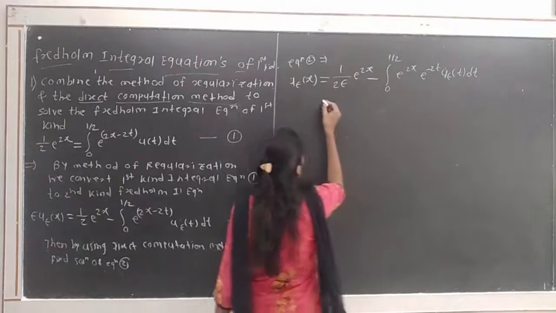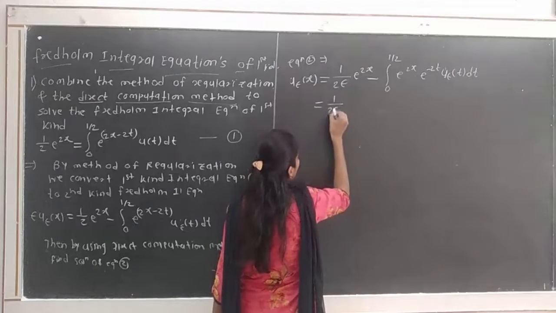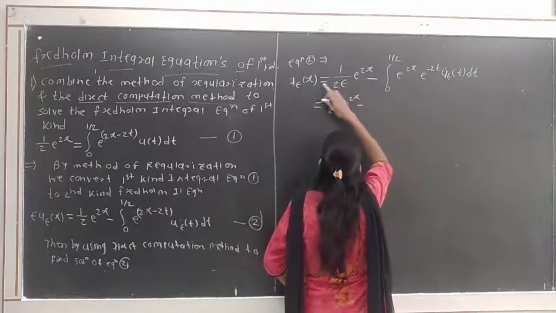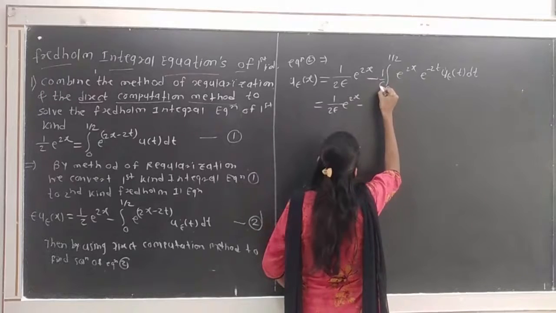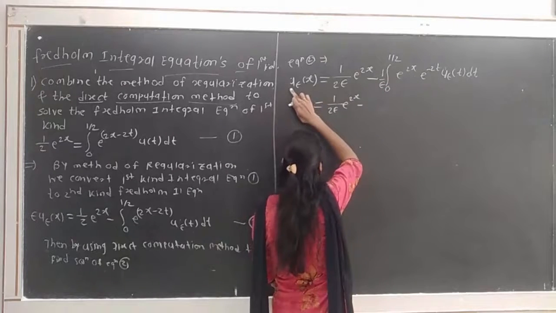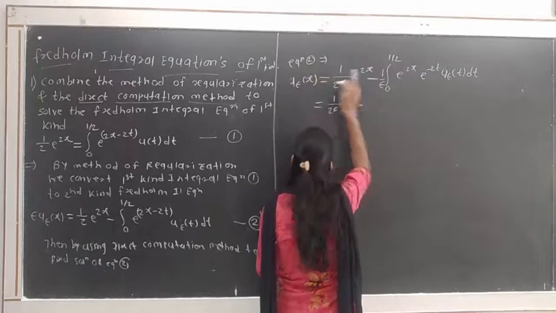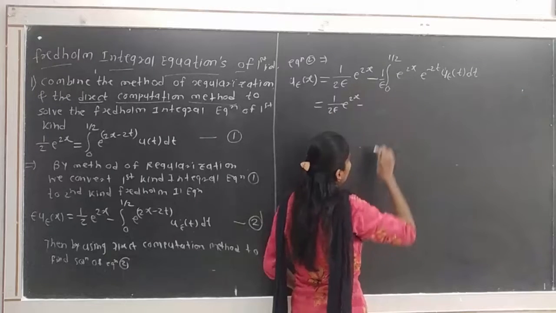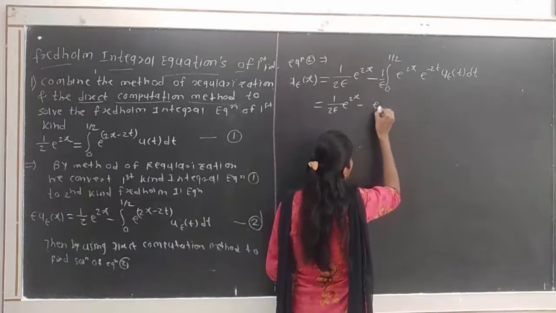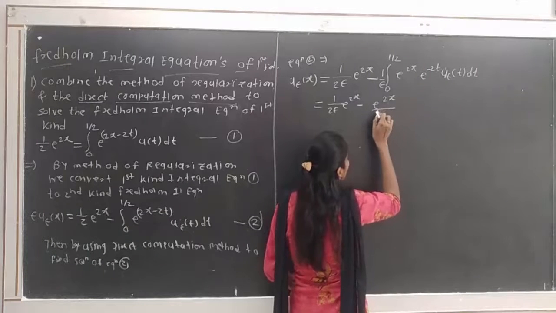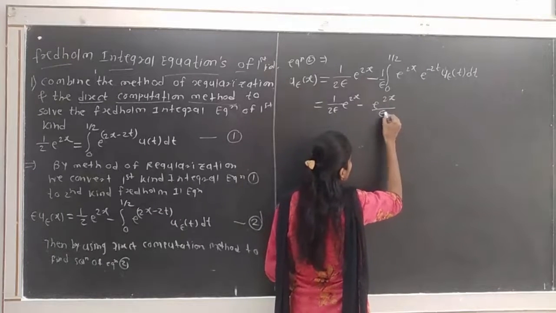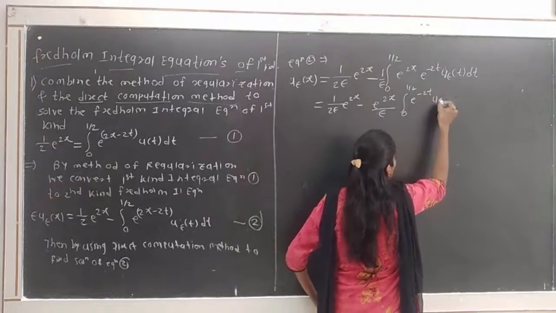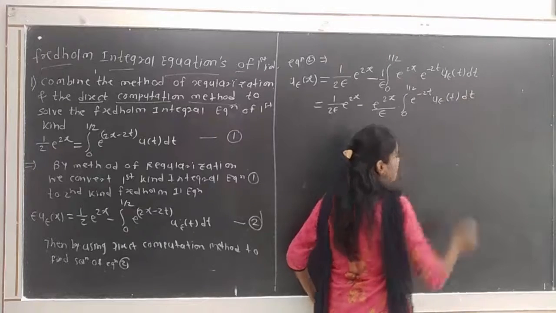So we can write this as 1 divided by 2 epsilon e raised to 2x minus, here I also missed the 1 by epsilon, because we shifted this epsilon from LHS to RHS, so it divides each term. Here e raised to 2x we take outside, which is constant with respect to t, so we get e raised to 2x divided by epsilon, and in the integration 0 to 1 by 2 e raised to minus 2t u epsilon of t into dt.